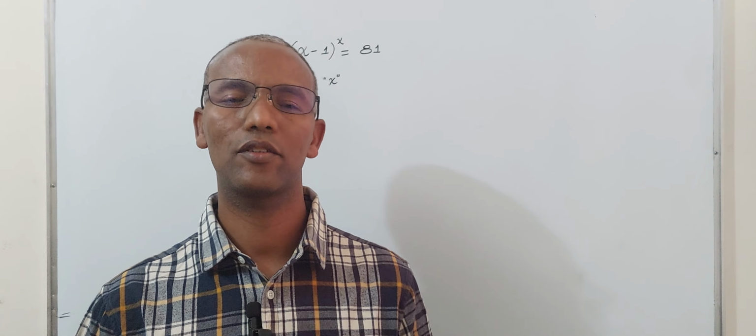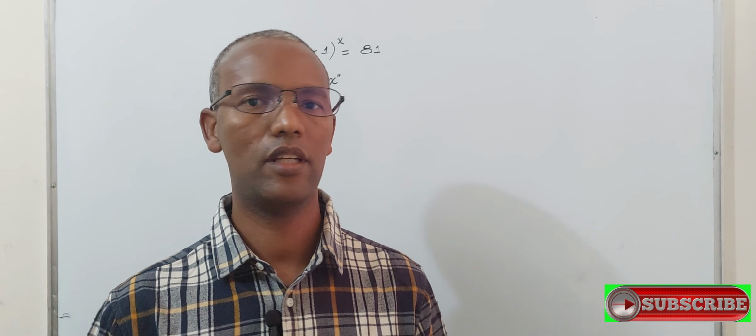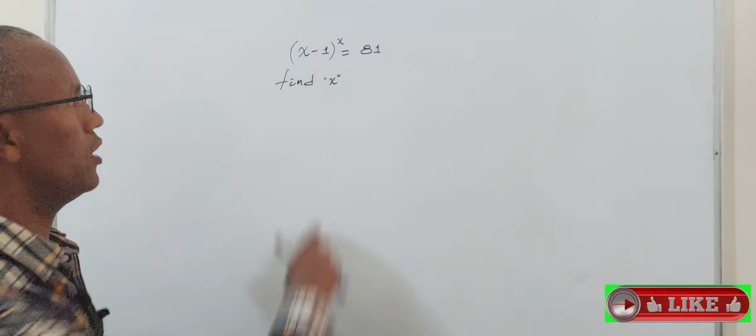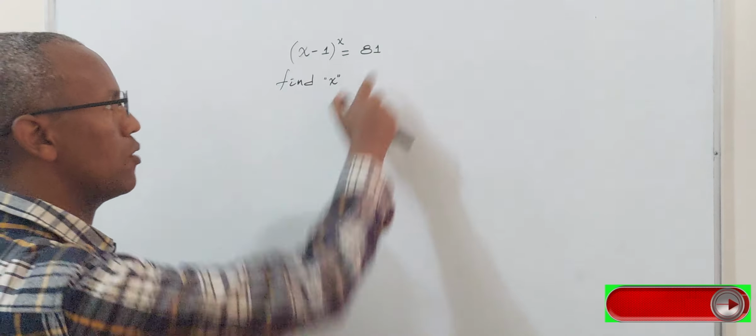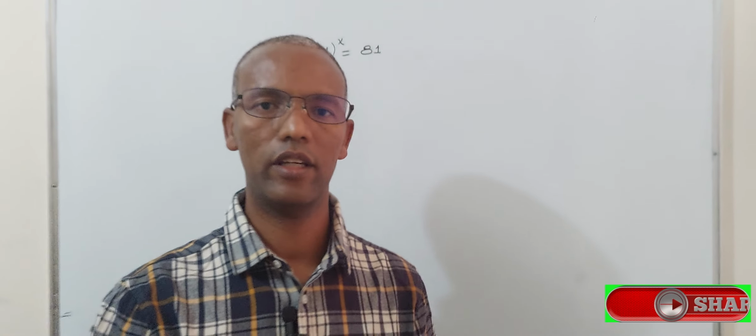In this episode, we are going to talk about one of the entrance exam questions. It says that (x minus 1) to the power of x is equal to 81. That's what we are going to break down in this episode.